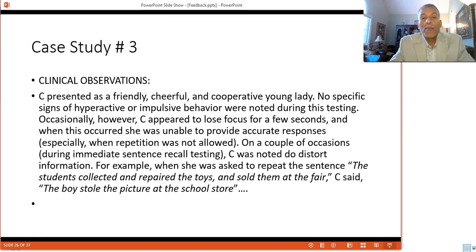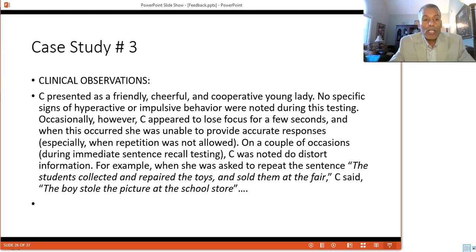Occasionally, however, C appeared to lose focus for a few seconds, and when this occurred, she was unable to provide accurate responses, especially when repetition was not allowed. Like when you ask her to repeat a sentence, you can only say it once, and whether she gets it or not. Or you read a paragraph only once, and whether she gets it or not, you need to get to the questions. So there are tasks that you can't repeat. And in these situations, it was noted that she had lapses in attention.